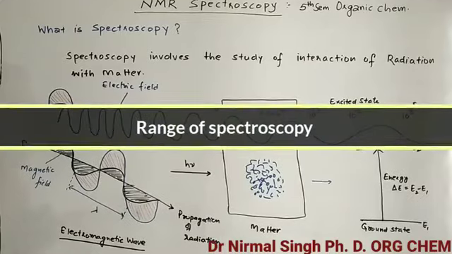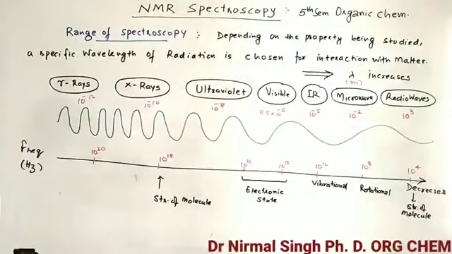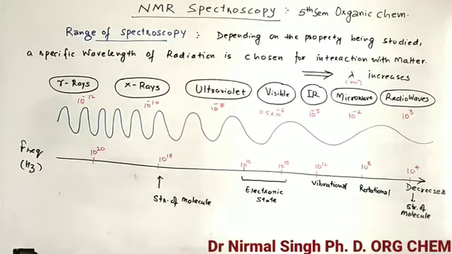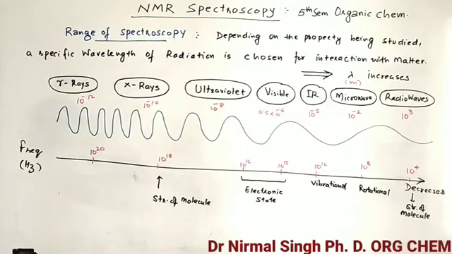So this is the range of spectroscopy. Depending upon the property being studied, a specific wavelength of radiation is chosen for interaction with the matter. It means depending upon which property of the matter we want to study, we must choose the proper wavelength. Because when we use different radiations, for example, if you are looking at the dynamics of a molecule, rotation of the molecule or vibration of the molecule, there are different energies involved.